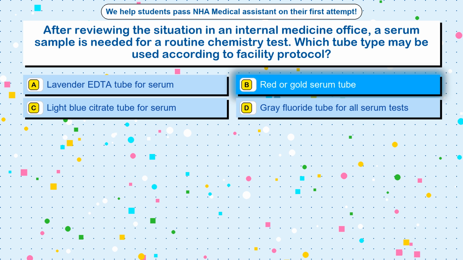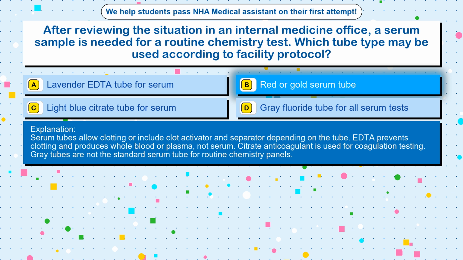Red or gold serum tube. Serum tubes allow clotting or include clot activator and separator depending on the tube. EDTA prevents clotting and produces whole blood or plasma, not serum. Citrate anticoagulant is used for coagulation testing. Gray tubes are not the standard serum tube for routine chemistry panels.